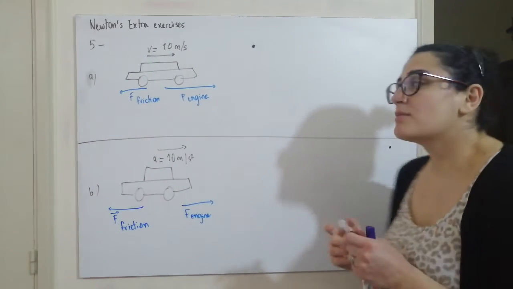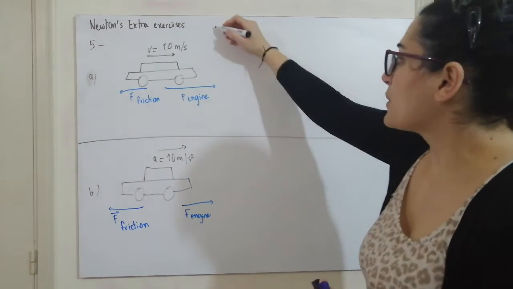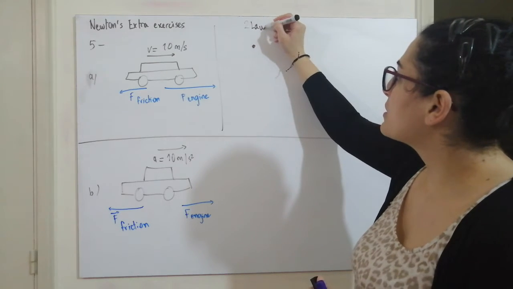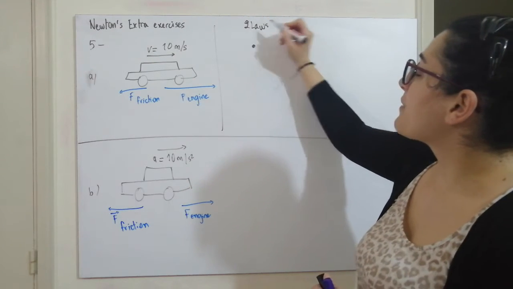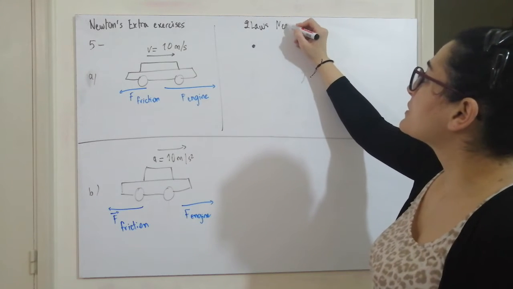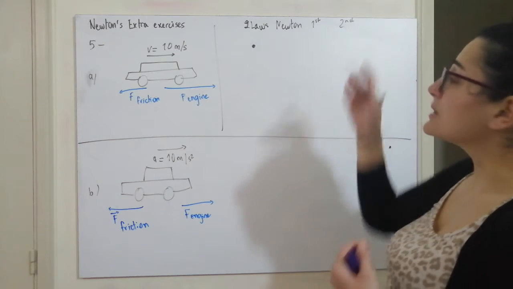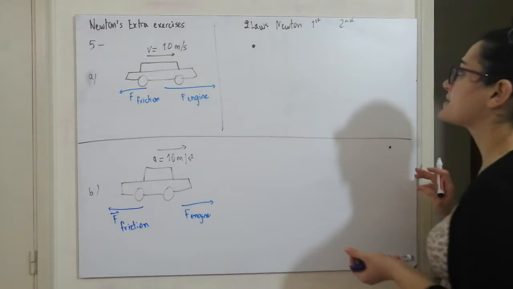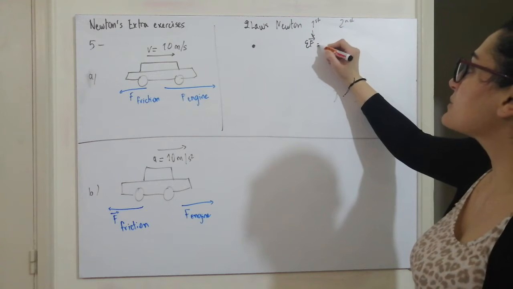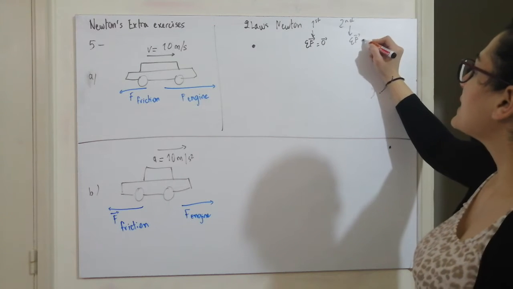Now, to answer both questions, I have to know how to think. What I should know here, I have two laws that relate the force with the motion. These two laws of Newton are the first two, the first and the second. Now, what is the difference between the first law and the second law? In the first law, I have sum of F equals 0. In the second one, I have sum of F equals ma.